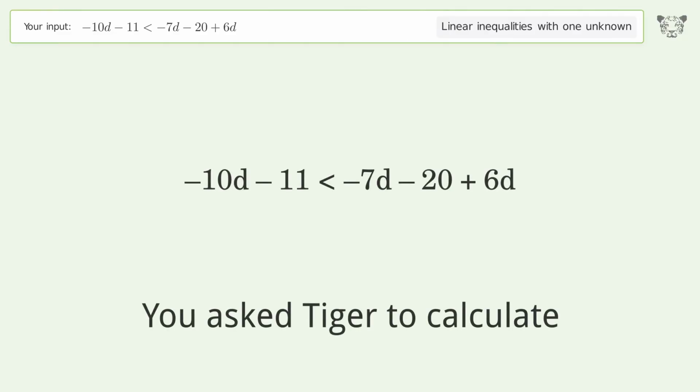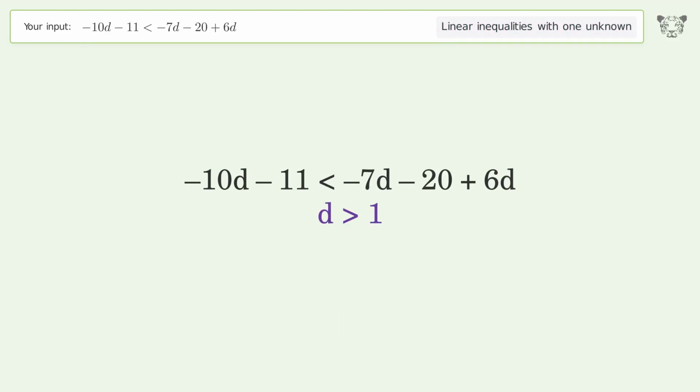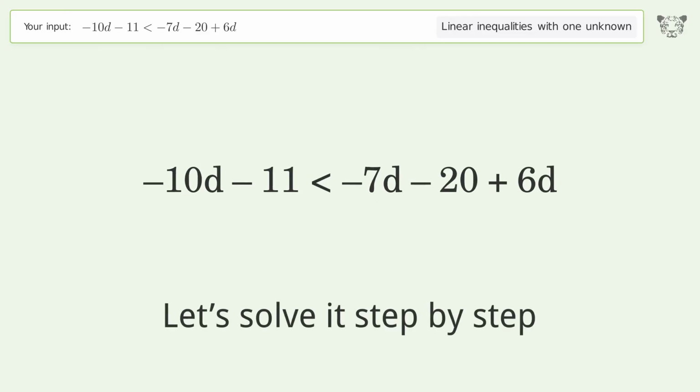You ask Tiger to calculate. This deals with linear inequalities with one unknown. The final result is d greater than 1. Let's solve it step by step.